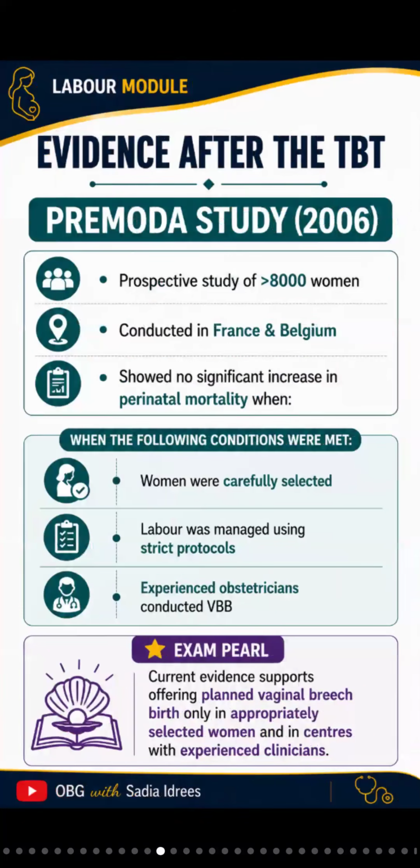The evidence after the term breech trial: the PREMODA study was performed in 2006, a prospective study of more than 8,000 women. It was conducted in France and Belgium and showed no significant increase in perinatal mortality when the women were carefully selected, labor was managed using strict protocol, and experienced obstetricians conducted the vaginal breech birth. Current evidence supports offering planned vaginal breech birth only in appropriately selected women and centers with experienced clinicians.